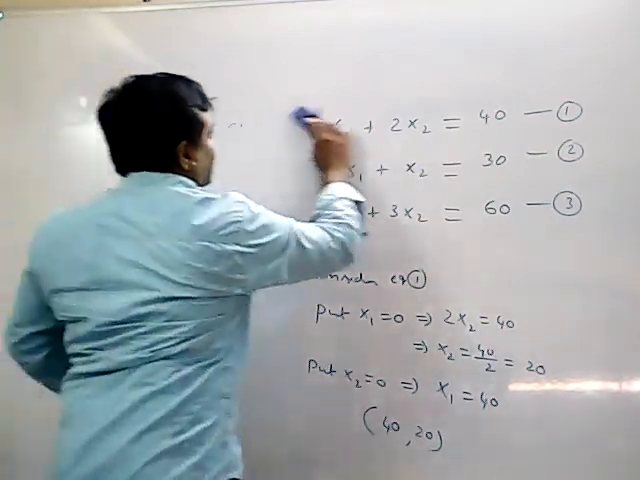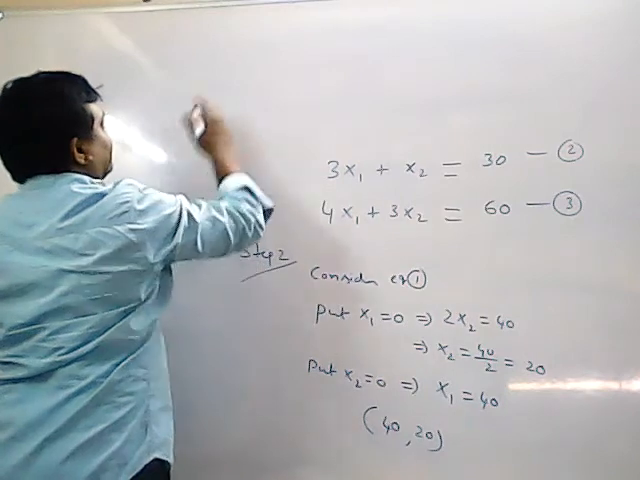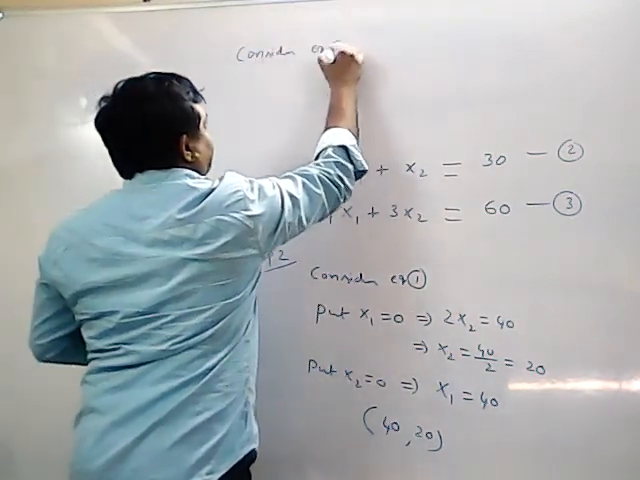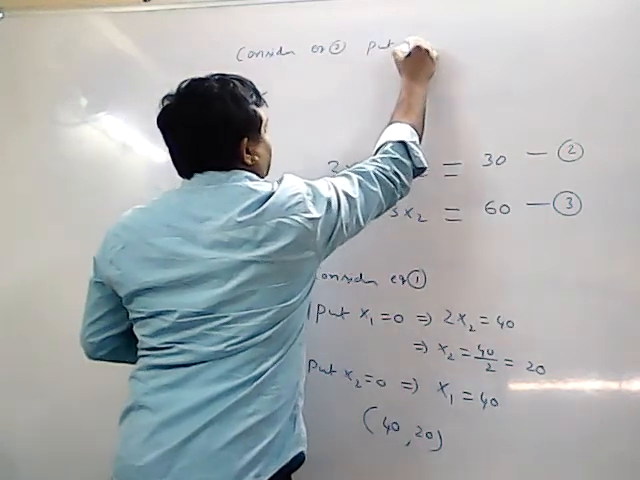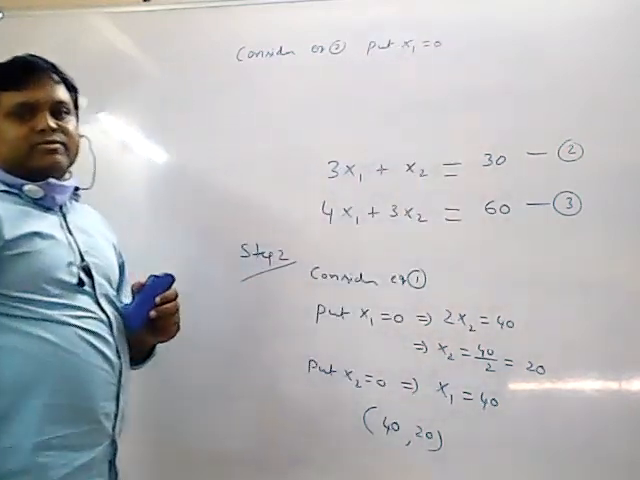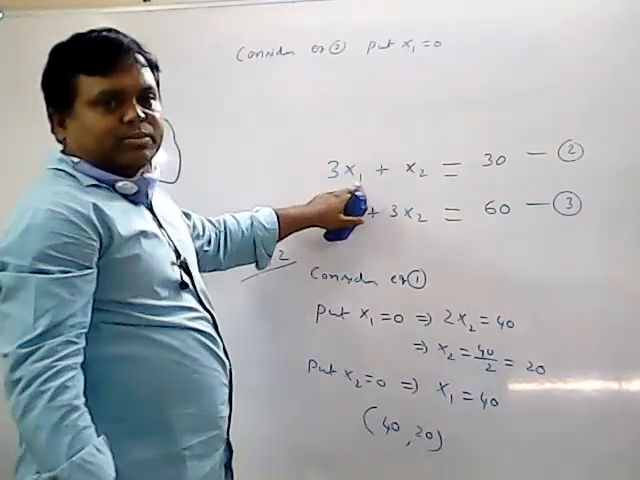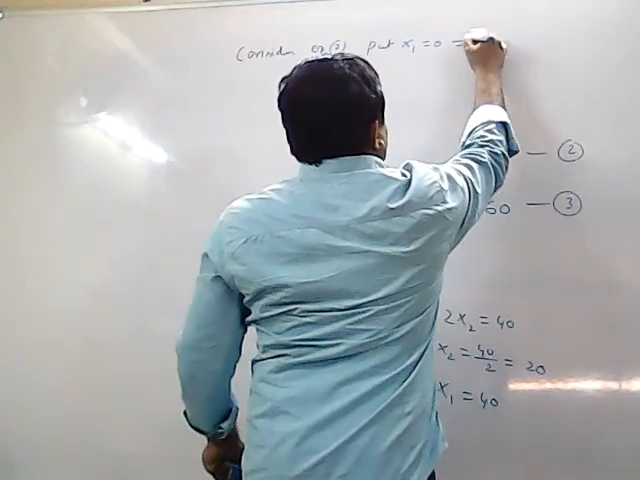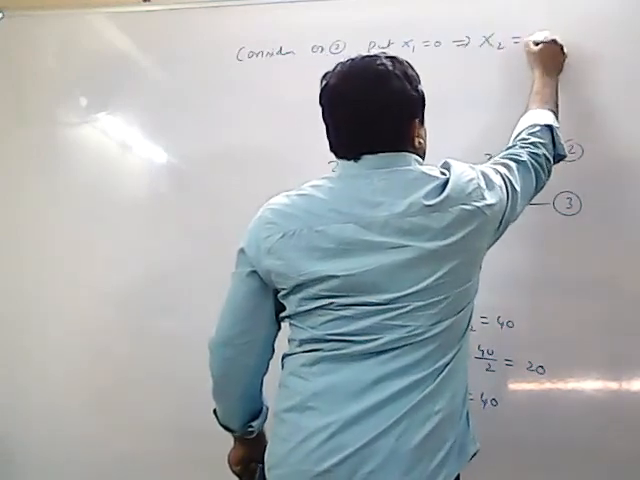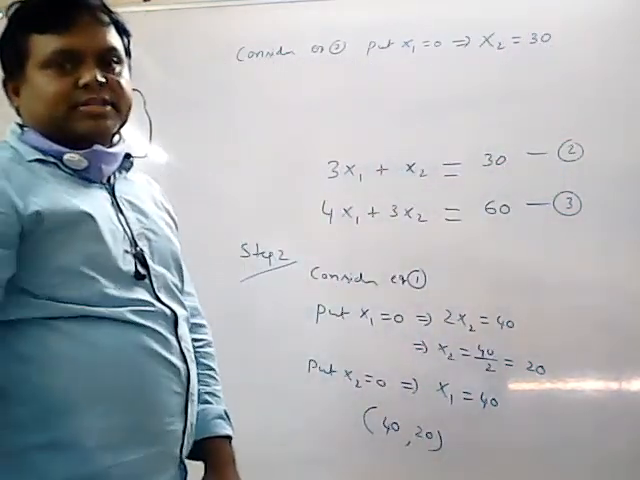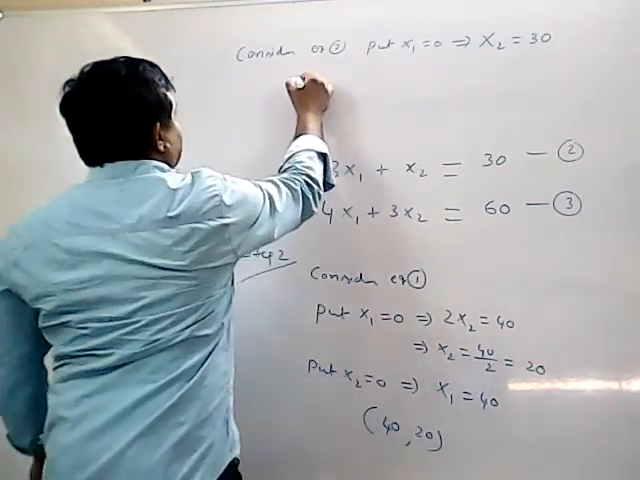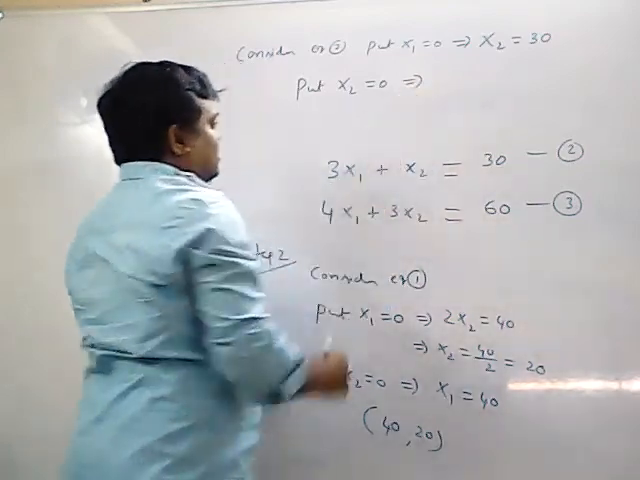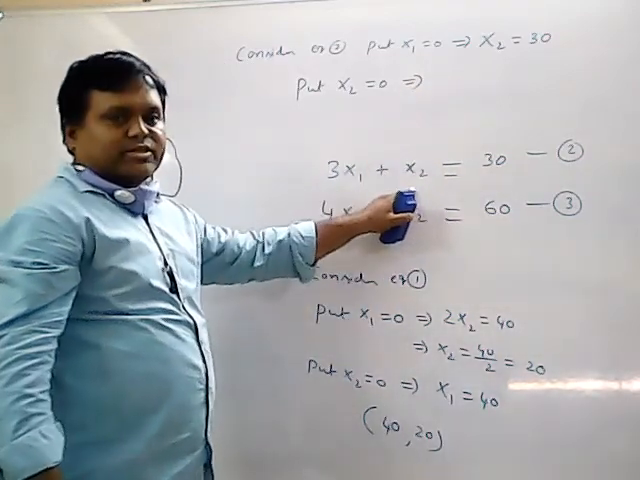So consider equation 2. Put x1 equal to 0. This is equation number 2. Put the x1 value equal to 0, so the x2 value equals 30. Then in the same equation, put x2 equal to 0. In the same equation, the x2 value will be 0. That means what is it?